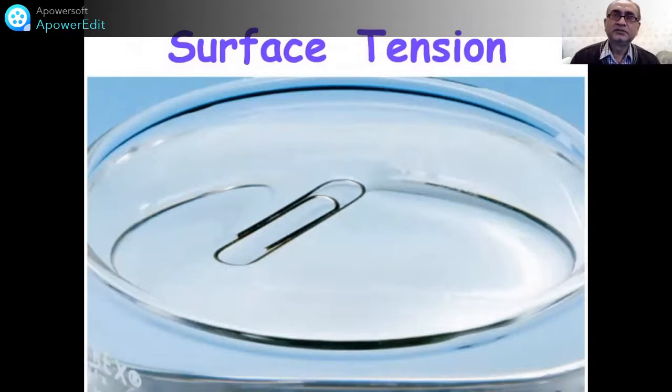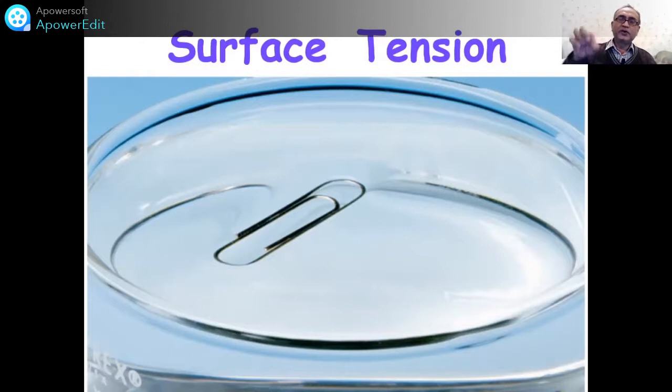Okay, a paper pin is resting at the surface of the liquid, right? At the surface of the liquid, and it means its weight is being balanced by the surface of the liquid, right? Why is this happening over here? Because the surface is being stretched, so the weight of the clip is being balanced by that stretched surface. But this force is not enough.